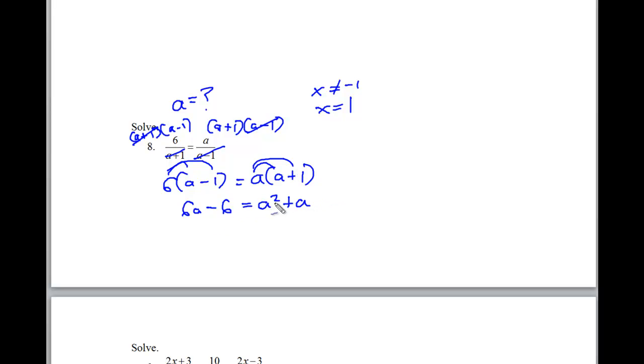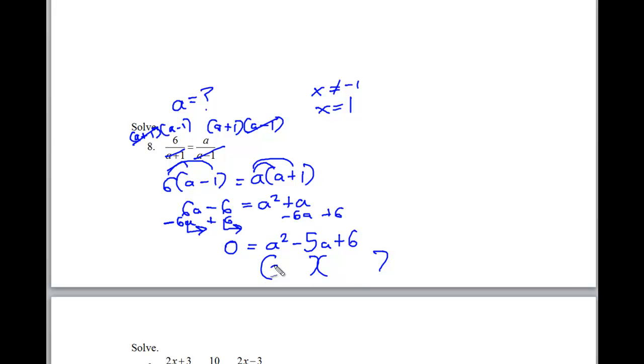Now it's best when you have an A squared and an A to move everything to one side and set it equal to 0. And this will allow us to factor the possible answers. So by subtracting the 6A from both sides and adding the 6 to both sides, we're going to get 0 is equal to A squared minus 5A plus 6, which is factorable into A minus 2 and A minus 3. These are two numbers that multiply to make 6 and add to make -5.